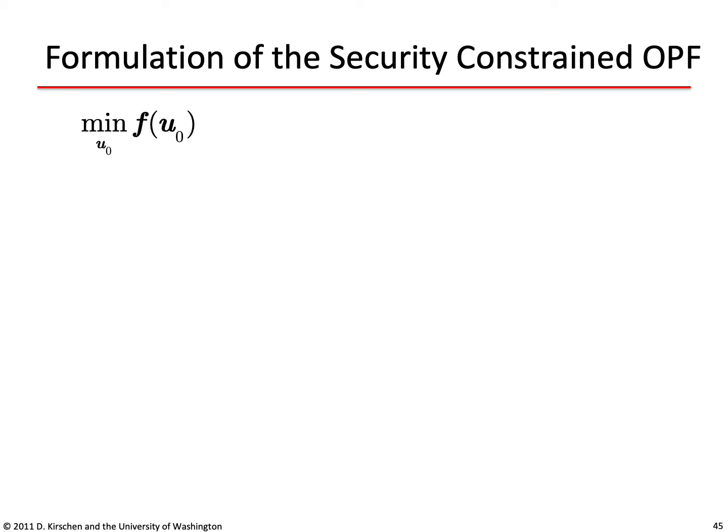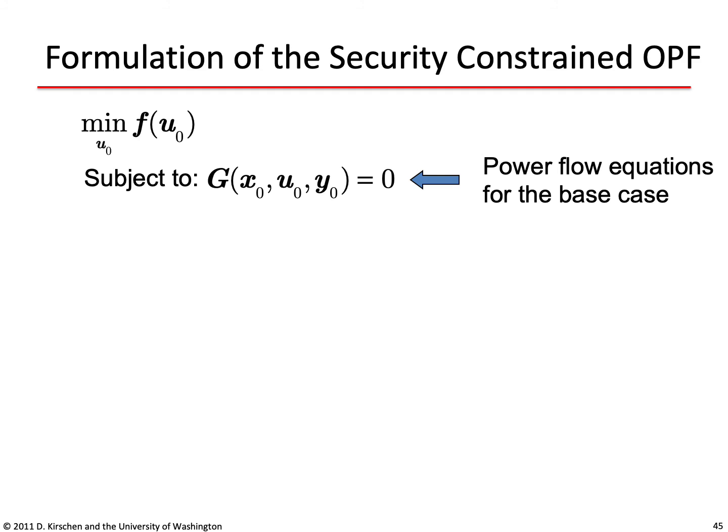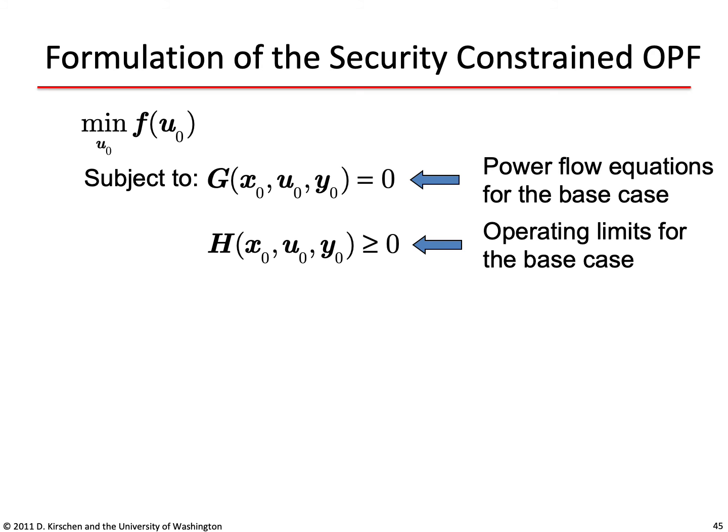Let's formulate the security constraint OPF. We start with the objective function, which consists in minimizing the cost of the control action U under the base case conditions. This optimization is done subject to equality constraints, which are our power flow equations for this base case, g(x0, u0, y0) must be equal to 0, and some inequality constraints which reflect the operating limits for the base case, h(x0, u0, y0) must be greater or equal to 0.